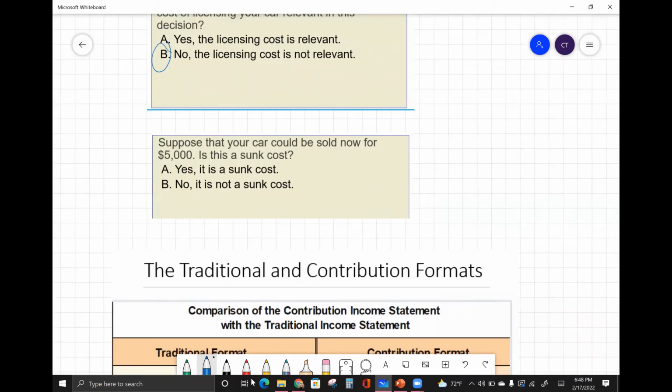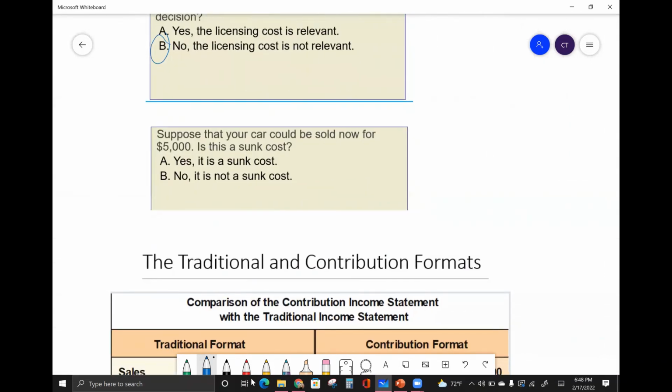All right, suppose that your car could be sold now for $5,000. Is this a sunk cost? What I can sell it for now? No. What's the sunk cost? What I paid for it, right, before. So maybe I bought this car 2 weeks ago and I don't like it. And I paid $10,000. I can only dump it for $5,000. Well, the $10,000 would be your sunk cost because you've already done it. You can't change it.